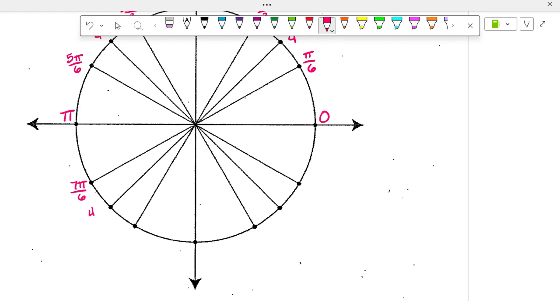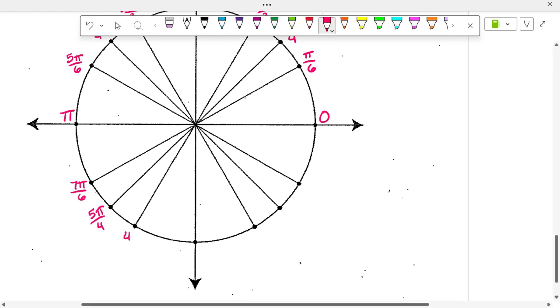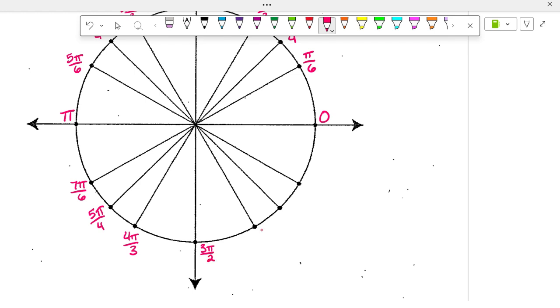So what is it? 5 pi over 4. Then 4 pi over 3. Then 3 pi over 2. Then 5 pi over 3. Then 7 pi over 4. Then 11 pi over 6. And then finally 2 pi.